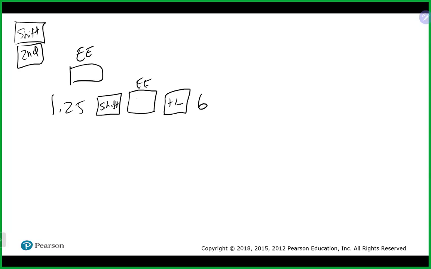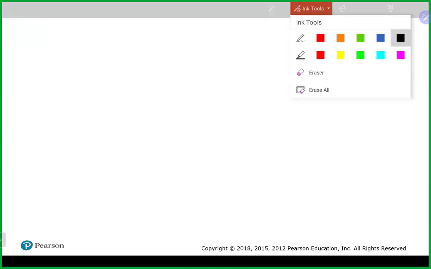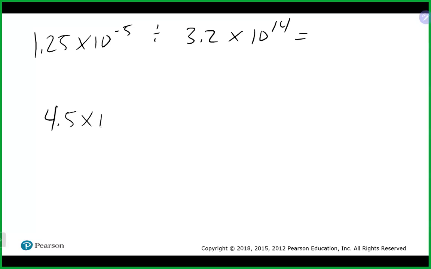So let's get rid of this here. Why don't you take 1.25 times 10 to the minus 5. We'll divide it by 3.2 times 10 to the 14. See what you end up with. And why don't we do 4.5 times 10 to the minus 2 times 1.60 times 10. Let's go with 34. All right, so for each of those, punch them in correctly, see what you come up with. I will as well, since I just made it up, obviously. And we'll see how we did.